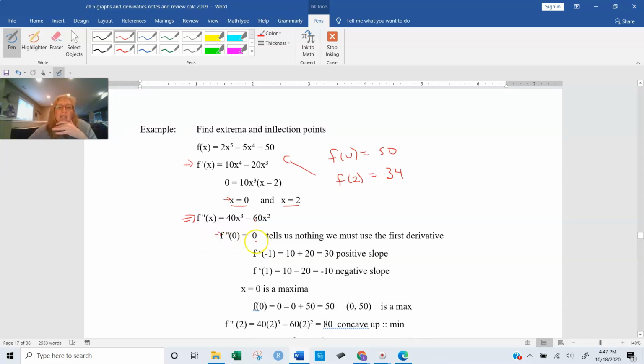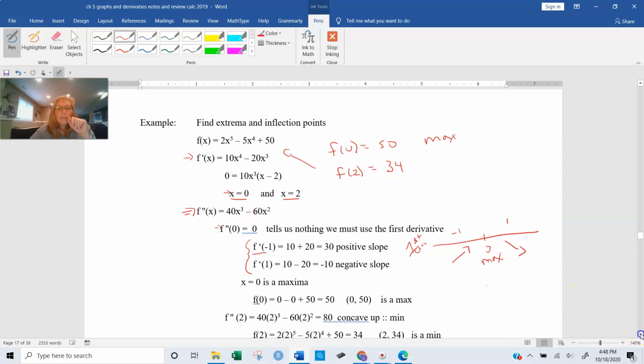So it doesn't tell us anything for my second derivative. Because it does not tell anything, we have to go back to my first derivative and plug in 1 on each side, negative 1 and positive 1. So remember when we used to do that? Here's 0. We're plugging in negative 1 and positive 1, first derivative. When I plug in negative 1, I got a positive 30. That meant it was going up. When I plugged in 1, I got a negative 10. So that meant it was going down, which means 0 is a max. So now when we plug in 0, we already got 50. So this guy is a max.